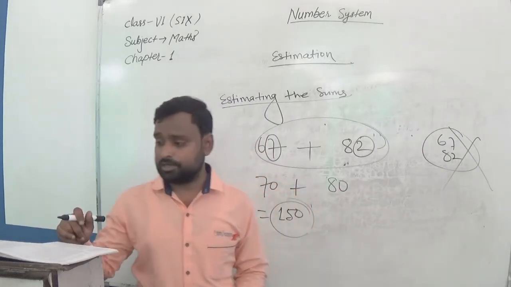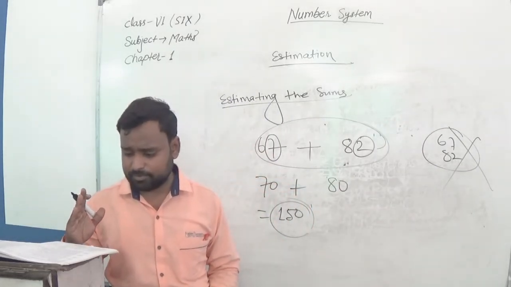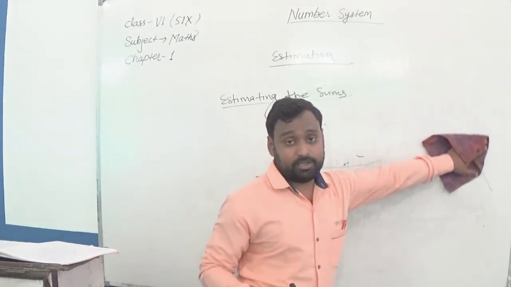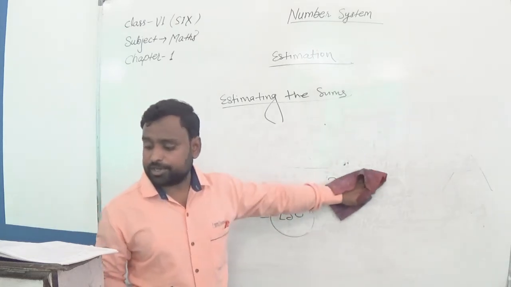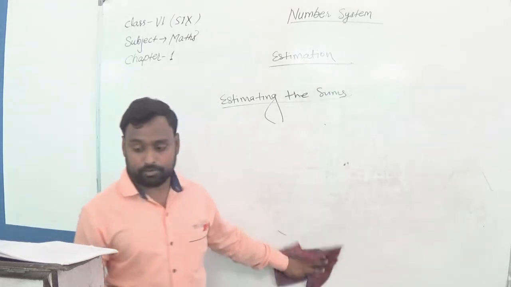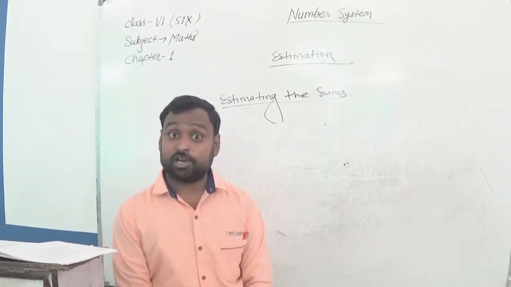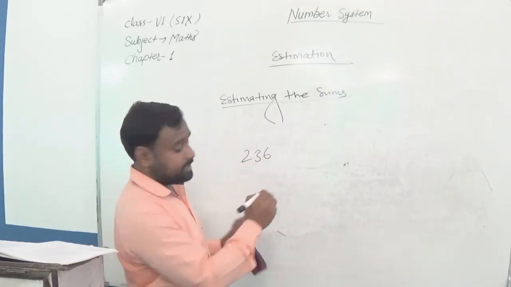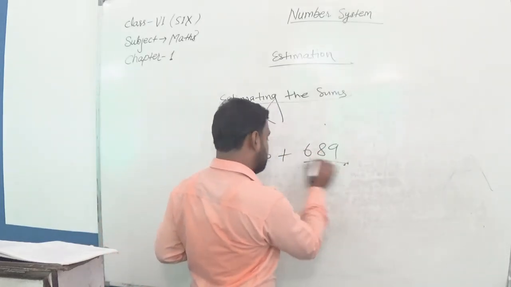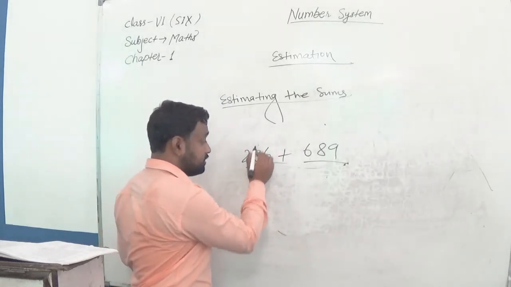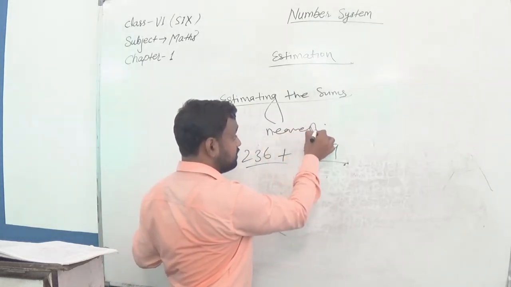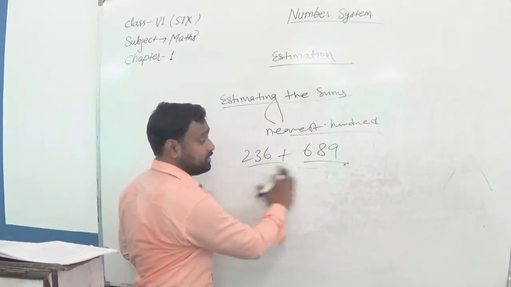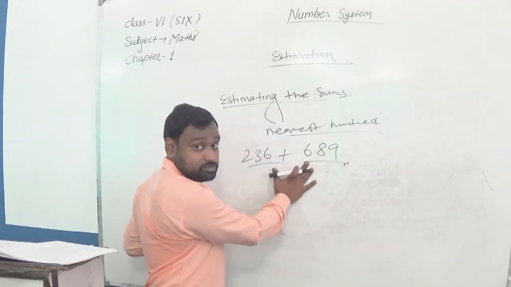Exercise 1D. One example I am solving for you. Suppose in your exercise 1D, question number 14. I am just solving it for you. Estimate each sum to the nearest 100. See, we have 236 plus 689. We have to round off these numbers to the nearest 100.